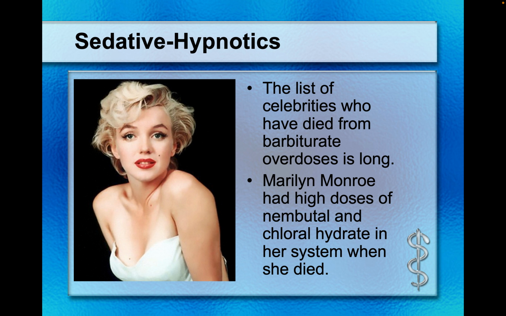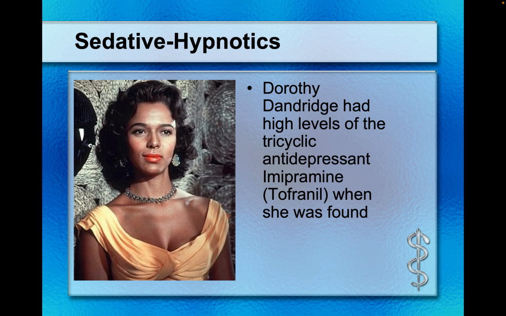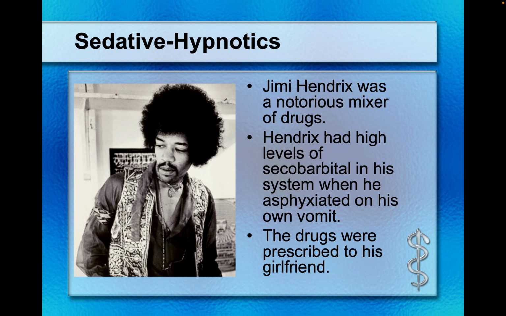The list of celebrities who have died from barbiturate overdoses is long. Marilyn Monroe had high doses of Nembutal and chloral hydrate in her system when she died. Dorothy Dandridge had high levels of the tricyclic antidepressant imipramine, also known as Tofranil, when she was found. Jimi Hendrix was a notorious mixer of drugs. Hendrix had high levels of secobarbital in his system when he asphyxiated on his own vomit. The drugs were prescribed to his girlfriend, not to him.